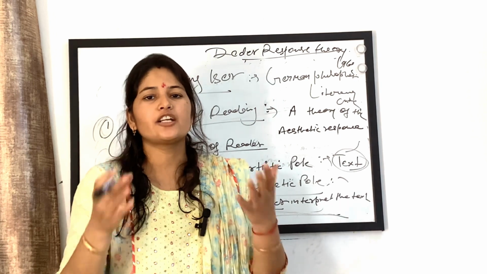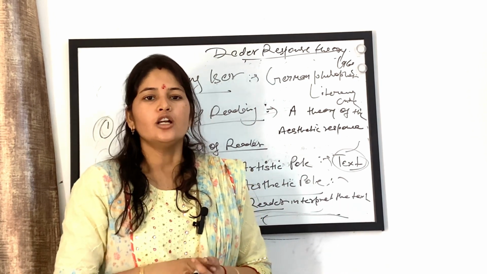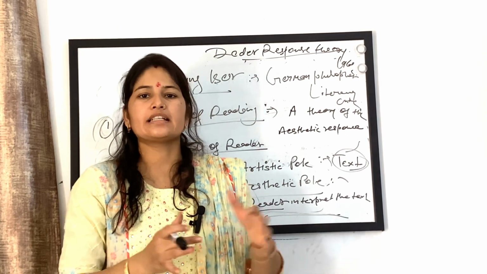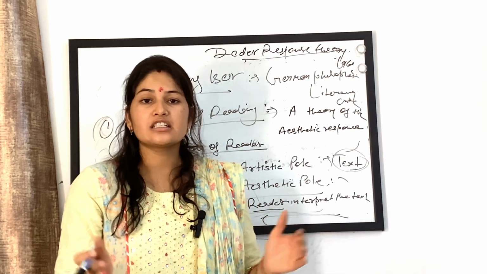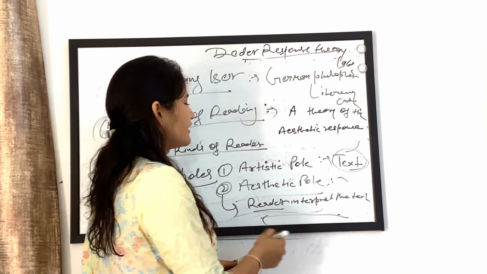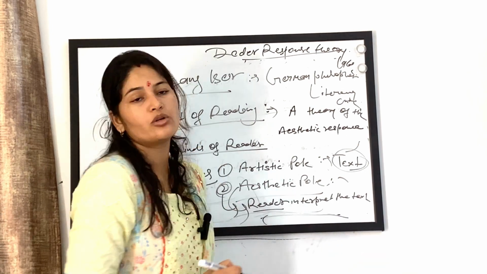Whenever any reader tries to read any text, this process is called interaction, because it is the interaction between the text and the reader, which creates the meaning. So the reader's interpretation comes in the aesthetic pole.